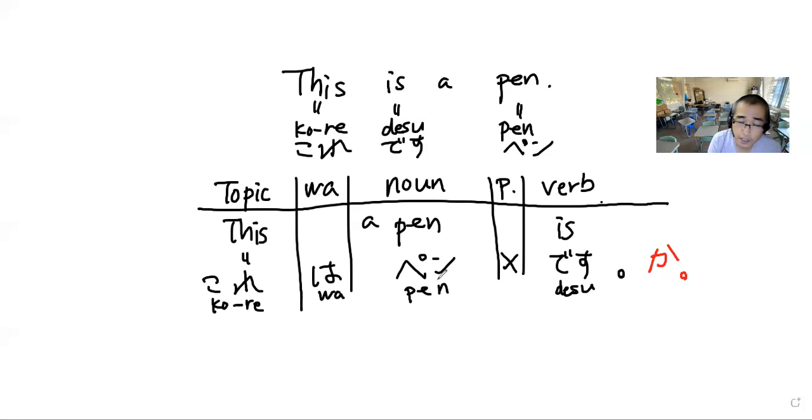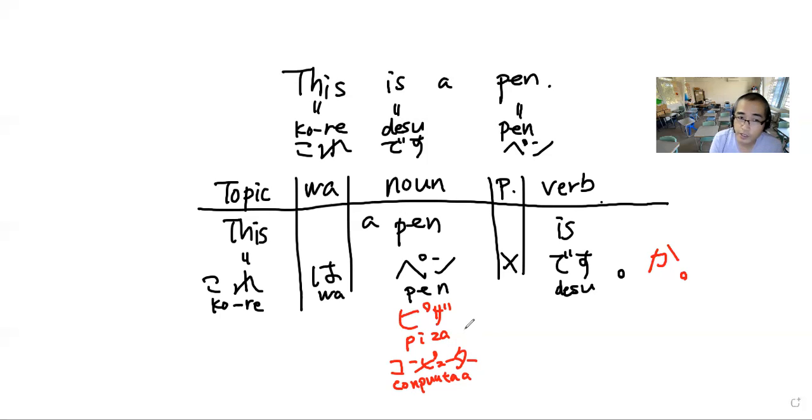Let's create another sentence. How do you say, is this a pizza? これはピザですか？Good. はい。Then how do you say, is this a computer? これはコンピューターですか？That means, is this a computer?